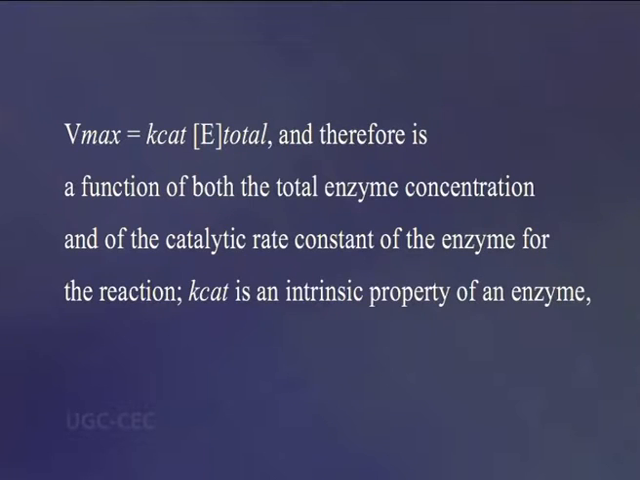Kcat is an intrinsic property of an enzyme while Vmax is not. Km is an intrinsic property of an enzyme. It is a measure of the affinity of the enzyme for the substrate. Biological systems often vary velocity by altering Vmax, that is either by increasing or decreasing the amount of enzyme present. Km is a sensitive measure of changes in the enzyme, that is either modifications of one enzyme or the presence of more than one isozyme.